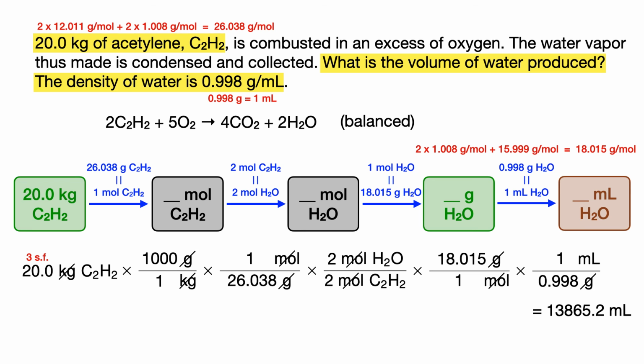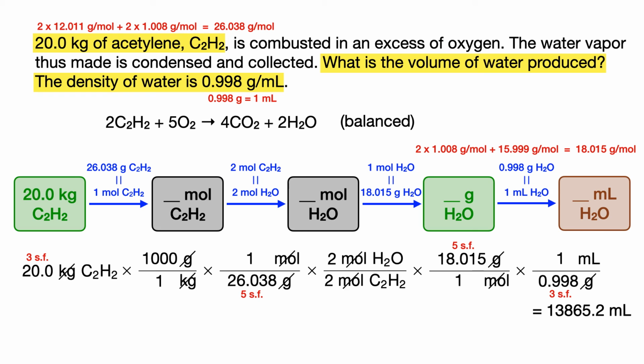The mass that we started with was given with 3 significant figures. The molar mass of acetylene that we had to work with had 5 significant figures. Molar mass for water also had 5 sig figs, and the density that we were given had 3 sig figs. And everything else is an exact quantity. So, of the numbers that are affecting our precision, the least precise values had 3 significant figures, so we'll round off our answer to 3 significant figures.